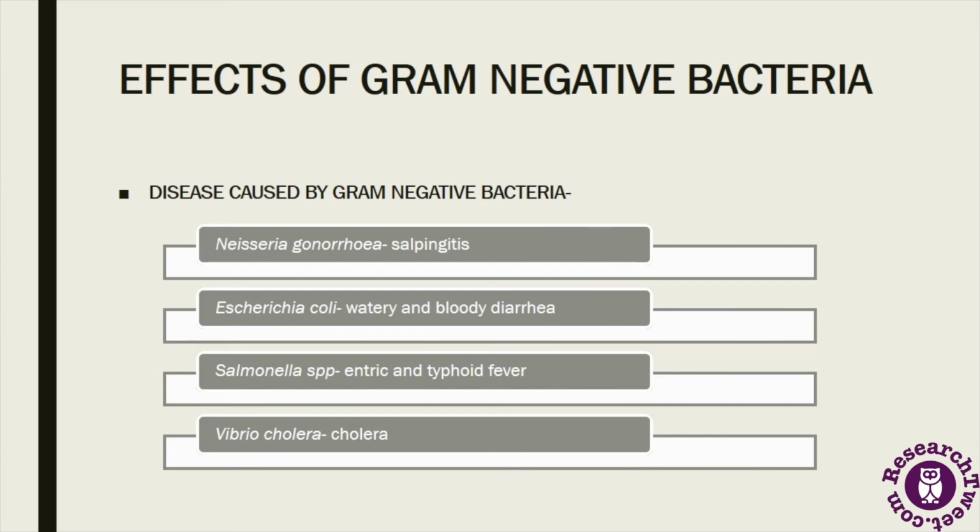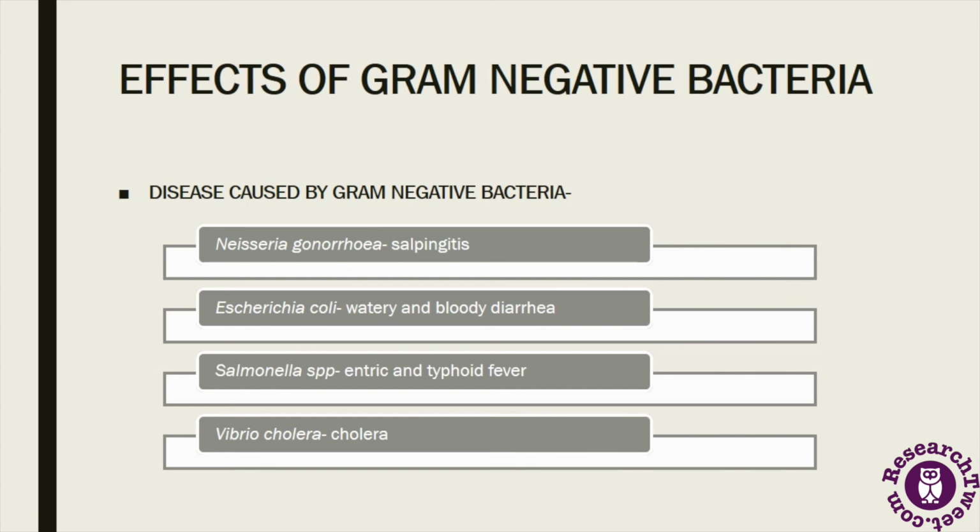Now let's understand the effects of gram-negative bacteria. Most of the gram-negative bacterial species are harmful for humans, and they cause different types of diseases in humans. There are different types of bacterial infections caused by gram-negative bacteria, like Neisseria gonorrhoeae, which is a species of gram-negative bacteria, and it causes gonorrhea, and also salpingitis, which is a bacterial infection of the urethra and vagina in humans. In the case of females, it can also cause infertility in some cases.